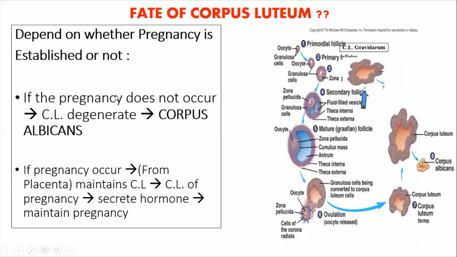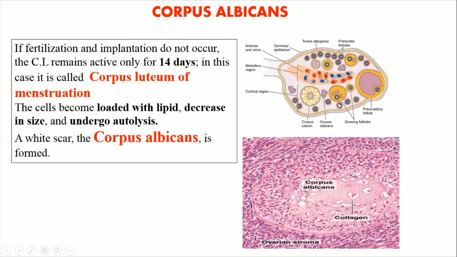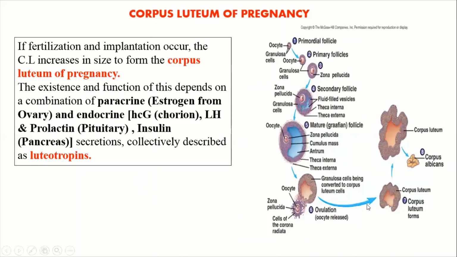Now, whether pregnancy has been established or not decides the fate of the corpus luteum. If pregnancy does not occur, the corpus luteum degenerates and leads to formation of the corpus albicans. If pregnancy occurs, there will be formation of the corpus luteum of pregnancy. This is how the corpus luteum looks, with an empty cavity inside. If fertilization does not occur, the corpus luteum of menstruation, the cells become loaded with lipid, decrease in size and undergo autolysis. This is called the corpus albicans. And if pregnancy happens, it is called the corpus luteum of pregnancy.